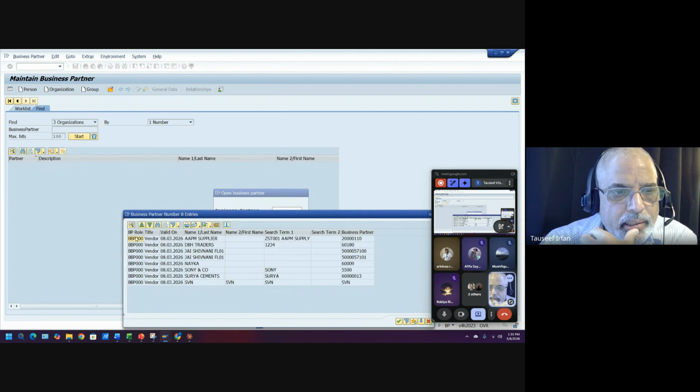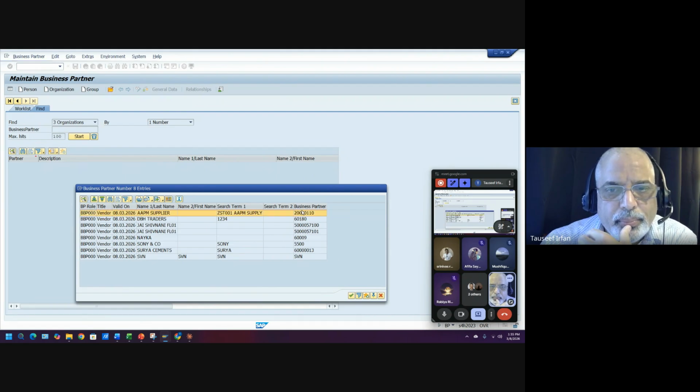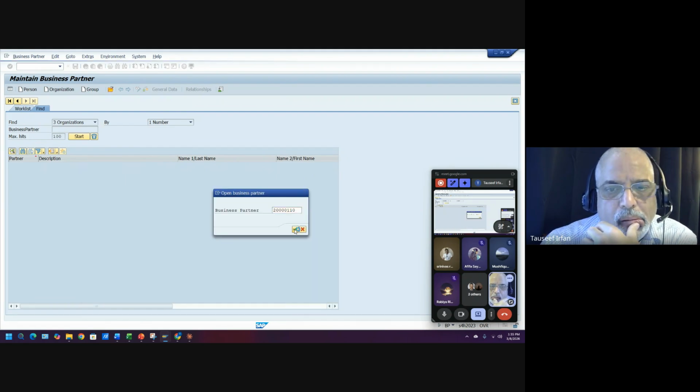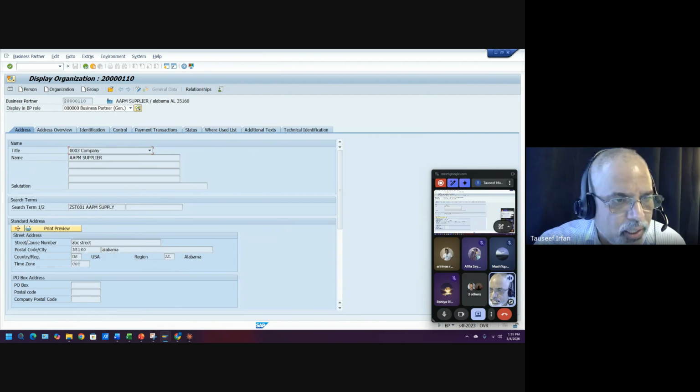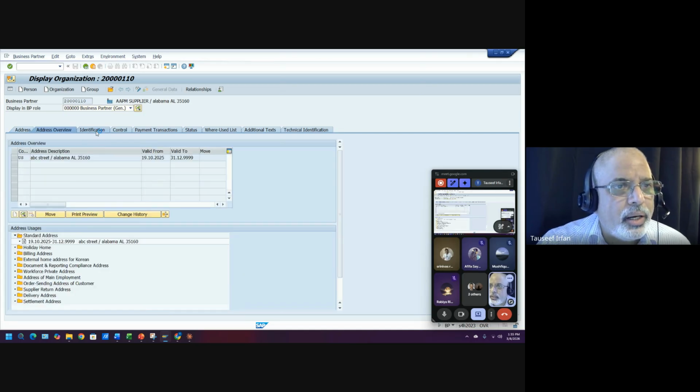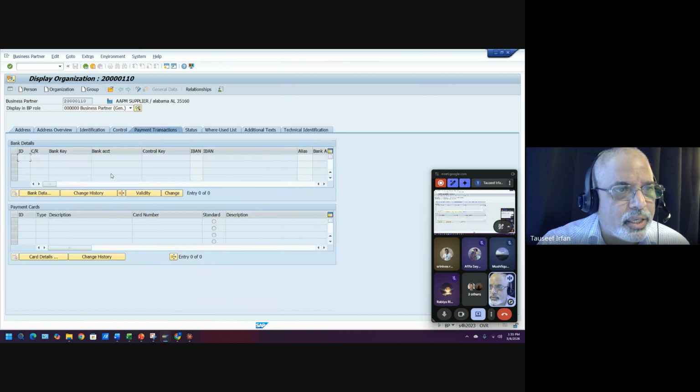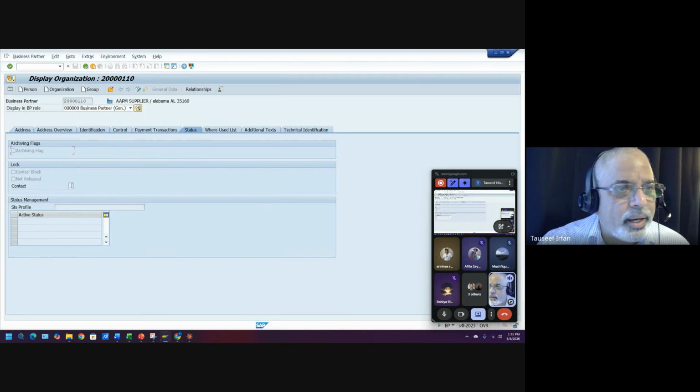You see, this is the BP role, supplier, business partner number. So this is my business partner. The role is general. When you have the general role, you have all this data representing the general side of it: name, address, identification, control, payment transactions, bank details, and status, active or not active.